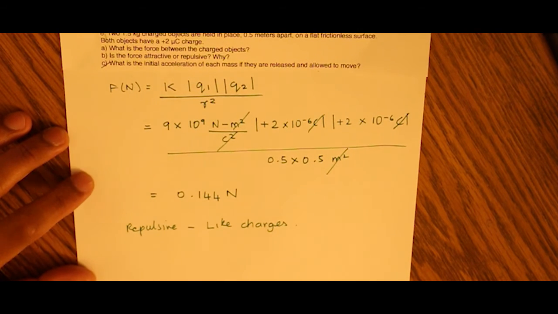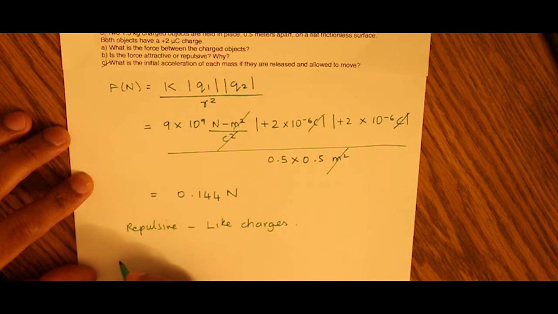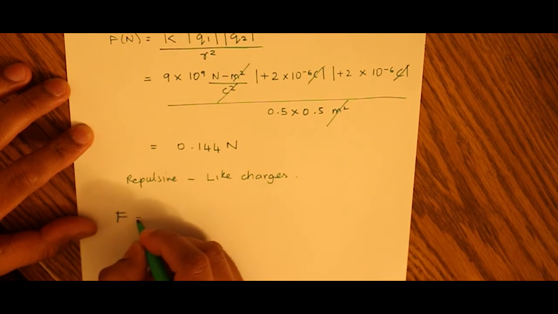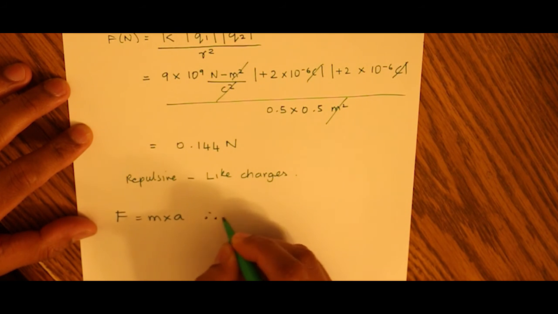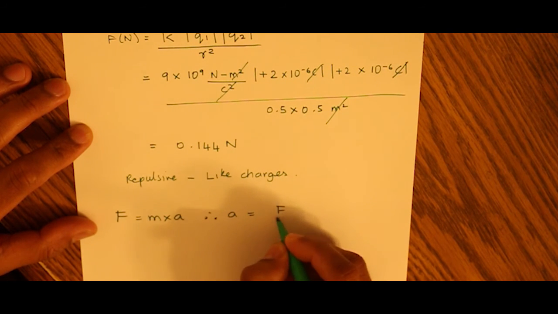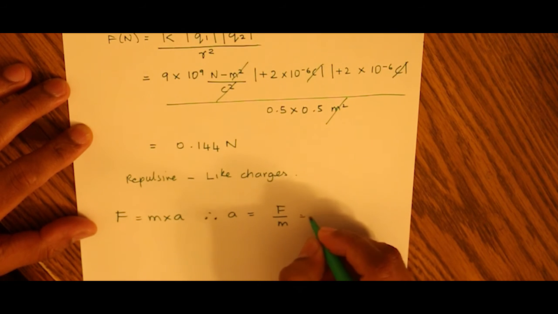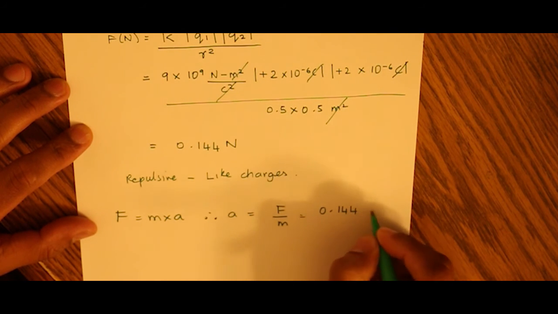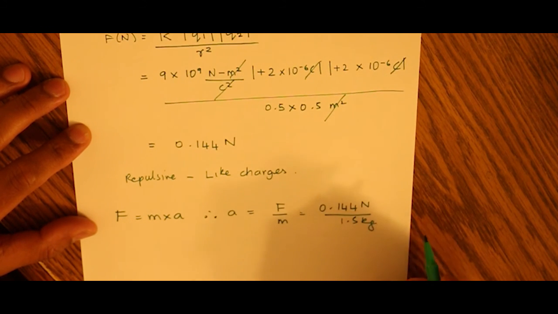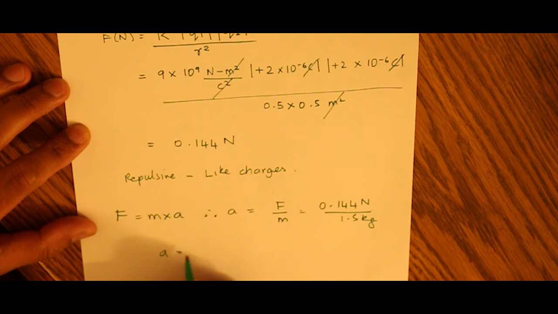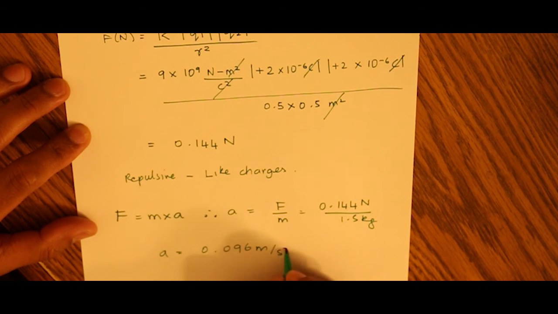And let's move on to part C of the question, which asks us, what is the initial acceleration? So we go back to Newton's law. Force equals mass times acceleration. So acceleration equals force divided by mass. We have our force that we calculated as 0.144 newtons, and we have our mass of each object as 1.5 kilograms, and we can arrive at an acceleration of 0.096 meters per second squared.